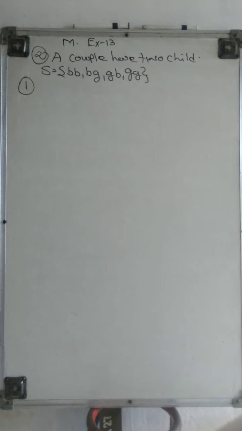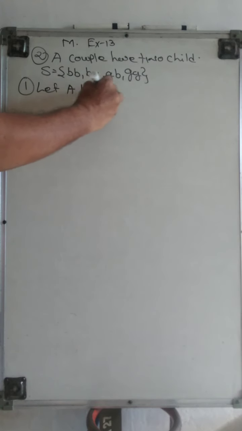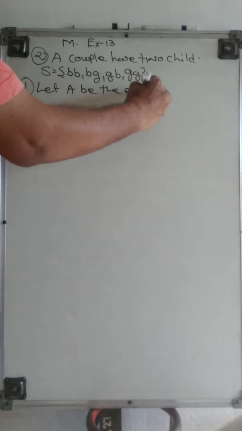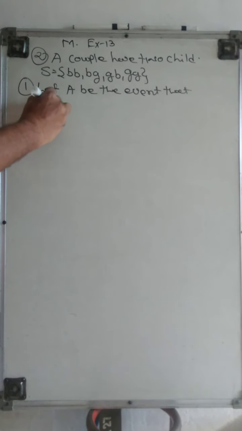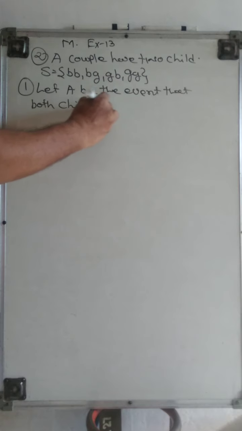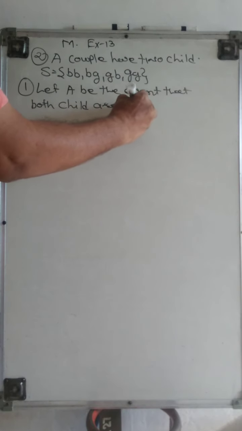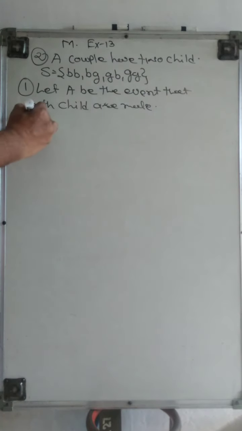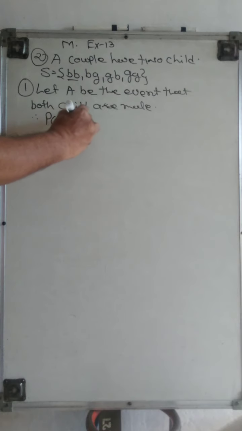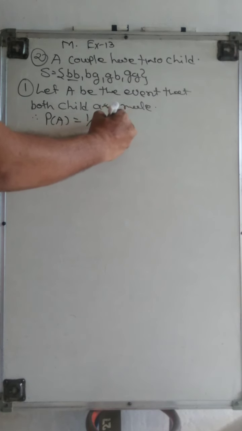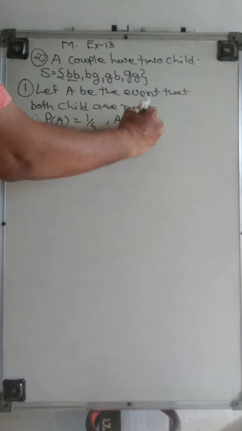Now first, let A be the event that both children are male. Male means boys. Therefore, there is only one way. So P(A) is equal to 1 by 4, and A equals only BB.